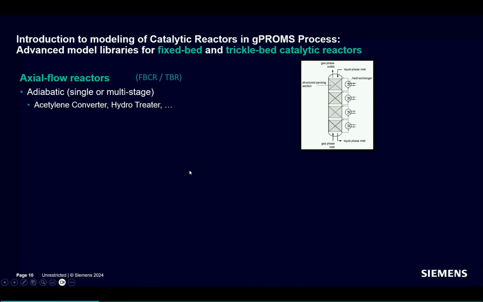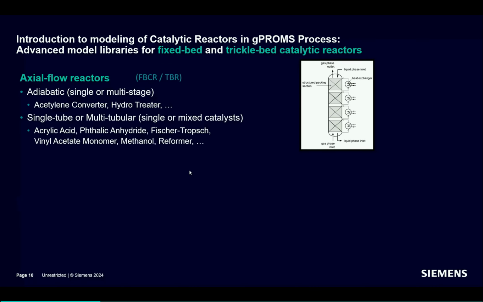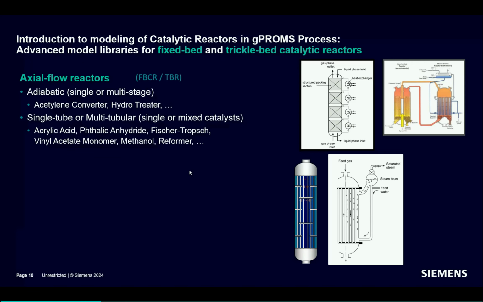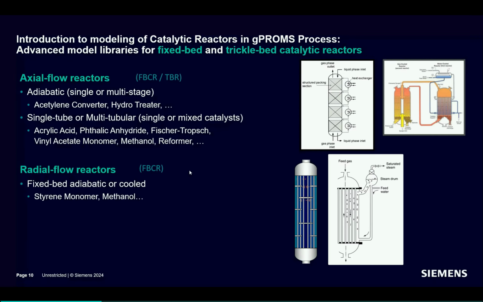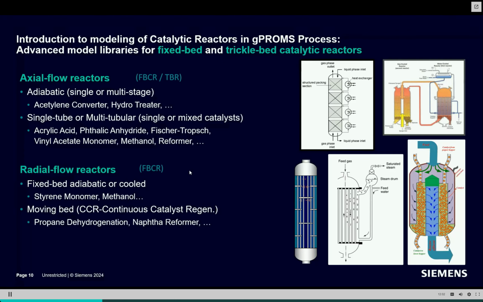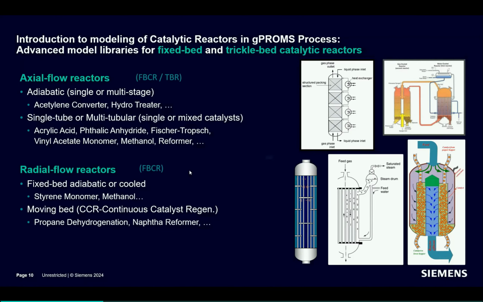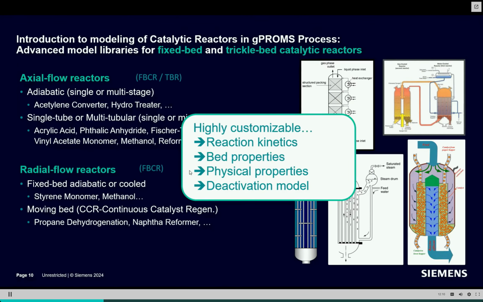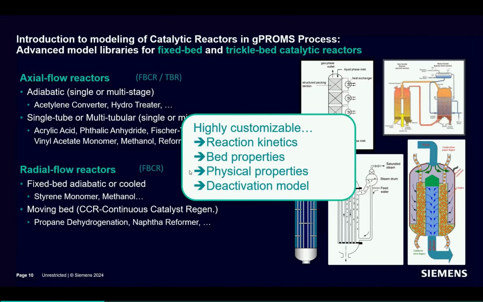of these libraries. So they allow users to model tubular reactors in axial flow reactors, starting with adiabatic reactors, single or multi-stage, or you can model a single tube or multi-tubular reactor with a single or mixed catalyst. Or you can configure radial flow reactors, adiabatic or cooled, or you can even model a moving bed reactor with the same libraries. All these models are highly customizable. You can provide your own reaction kinetics, bed properties, physical properties, and deactivation models.